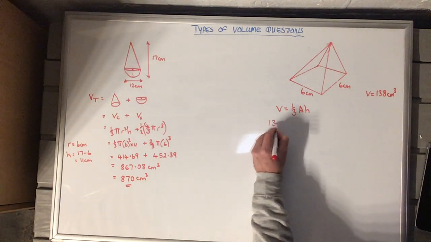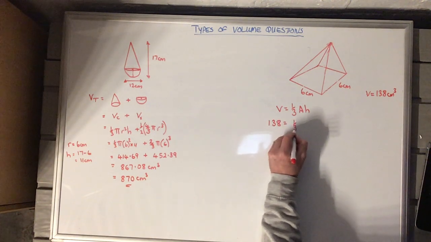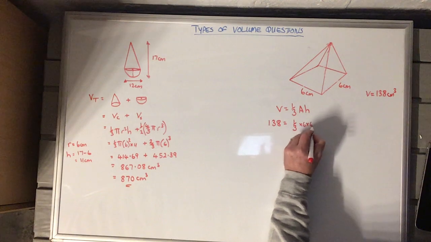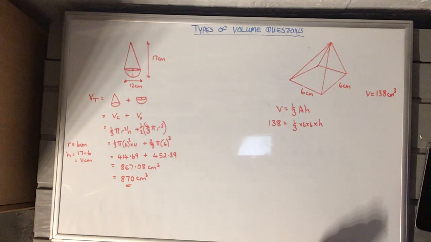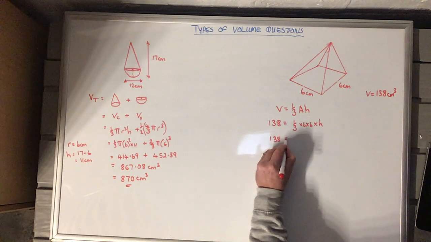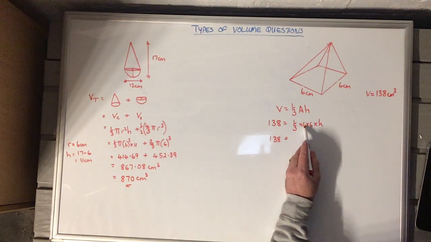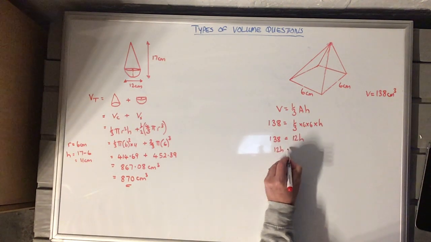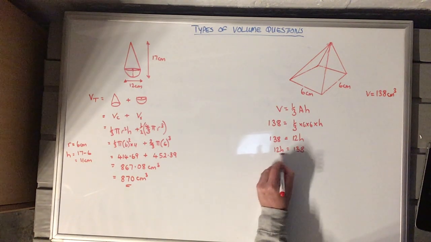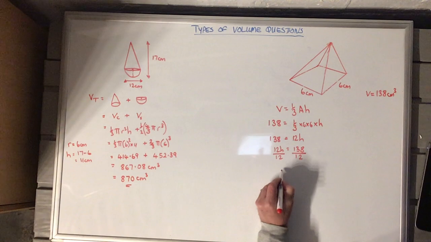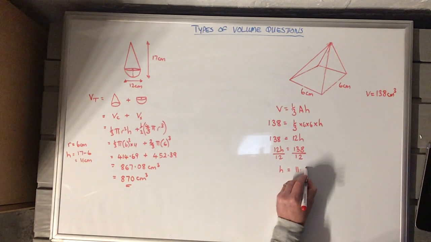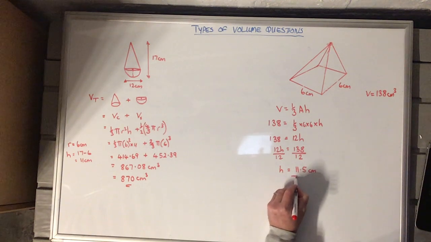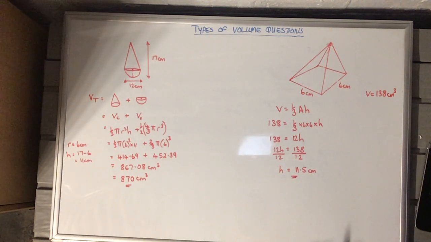So we'll have 138 is equal to a third, 6 times 6 times the height. Well, that's going to be 138 then, is equal to, well, a third of 6 is 2, 2 6s are 12, so that's going to be 12h. So rearrange, swap the formula around, and then divide both sides by 12. And when you do that, it comes to 11.5 centimetres. So the height is 11.5 centimetres. That's all the types that I can think of for volume at National 5 level.